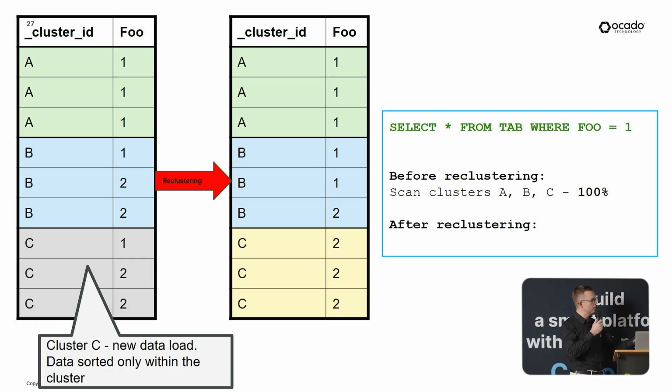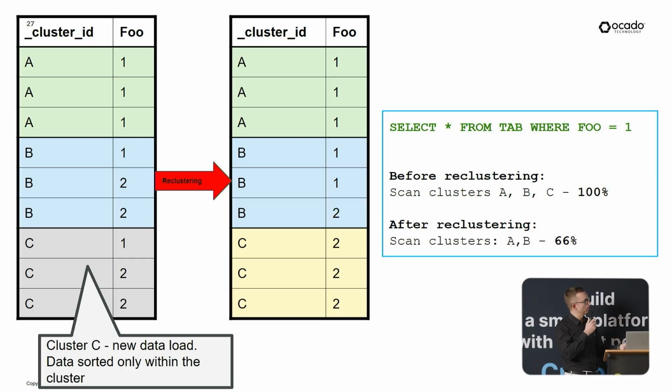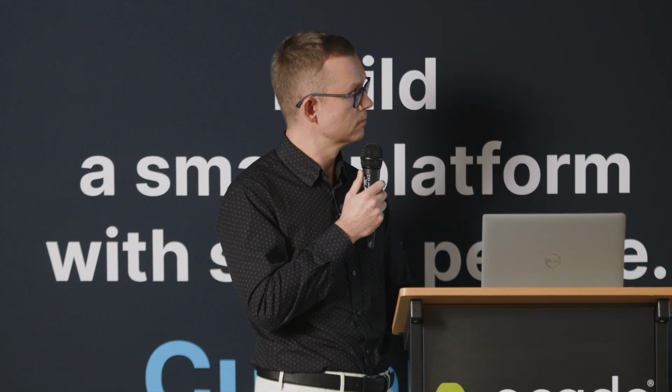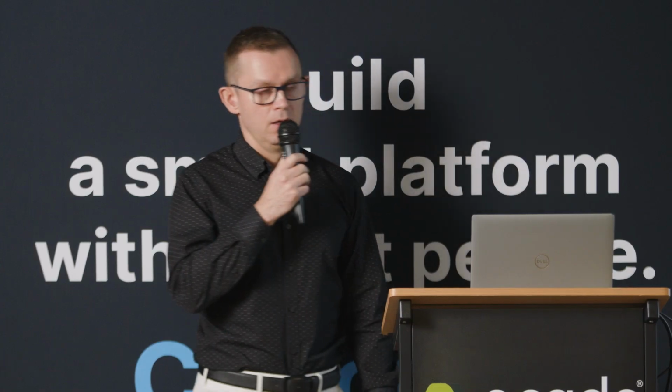After reclustering, we need to scan only 2 clusters. Only A and B, because in C, we have only records with value 2. And we will see it in min and max for this cluster. How it works in different databases, it depends.